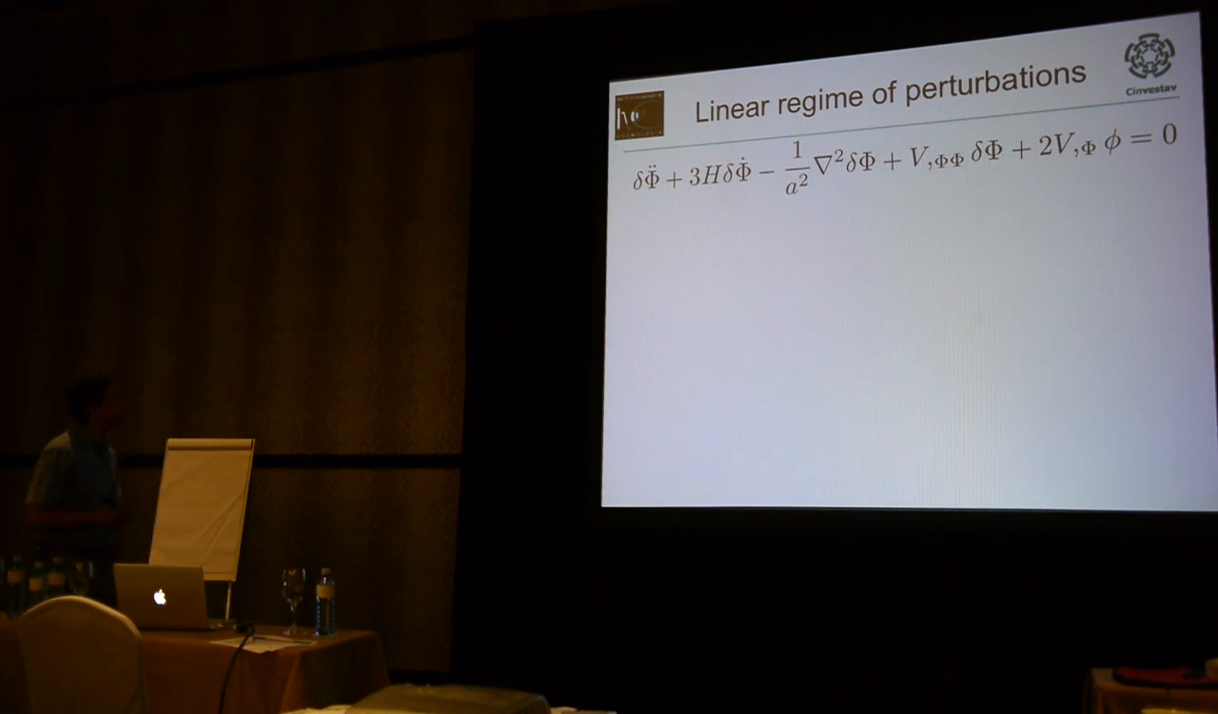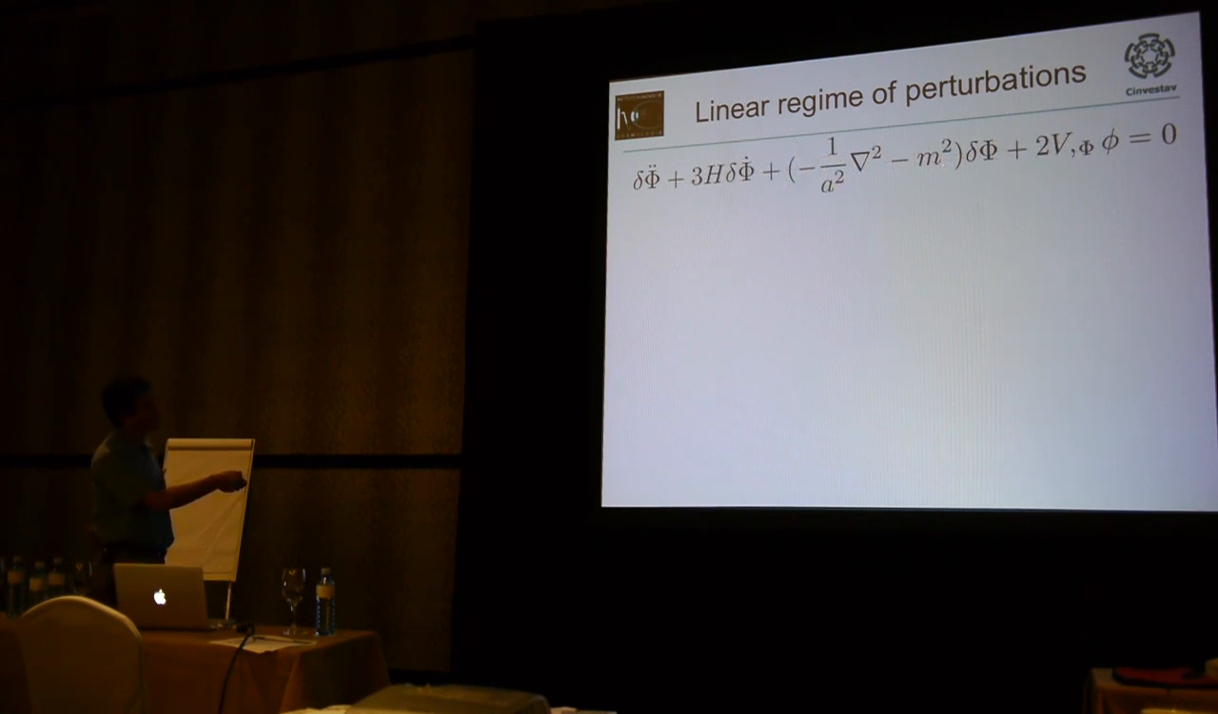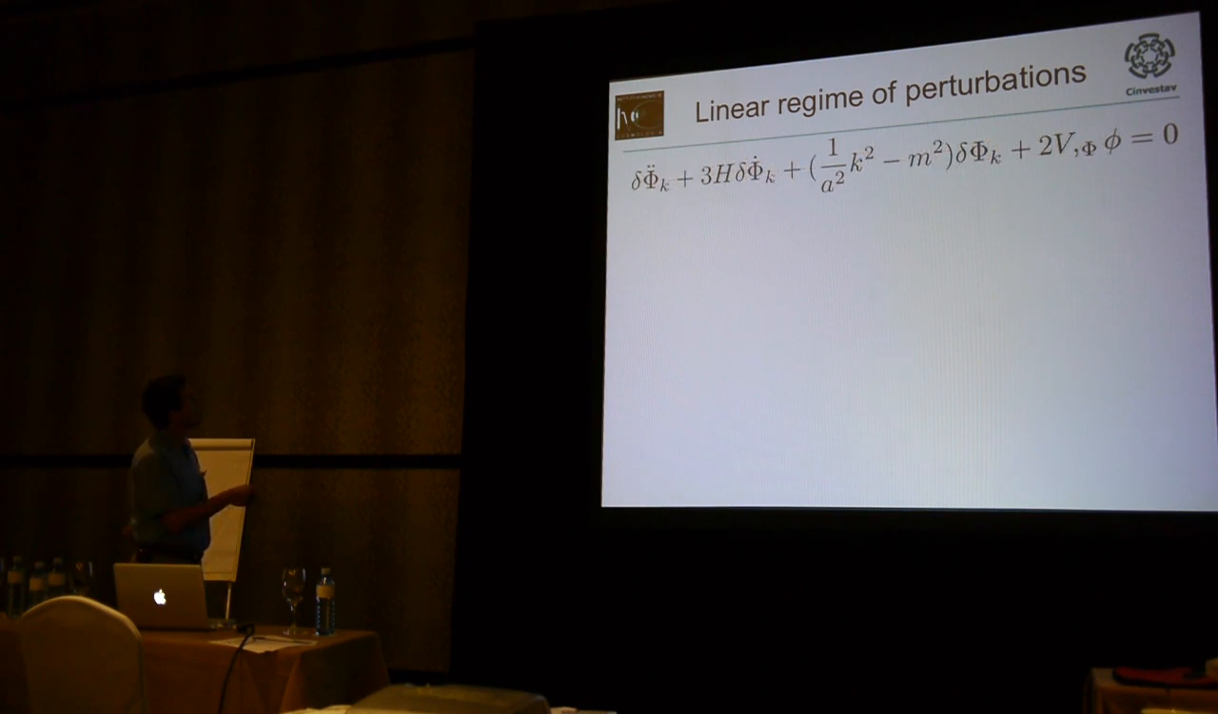Well, let me show you the features of the differences of these scalar fields. You see here the equation for the evolution of a perturbation of the scalar field. I will write here the mass instead of the potential, because it's the mass. And I perform a Fourier transform. Well, this is the evolution again, but now in terms of the Fourier transform.